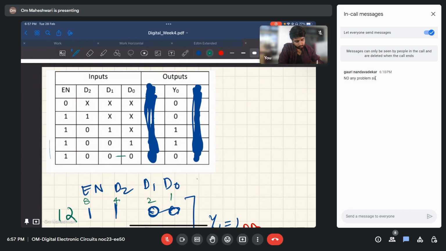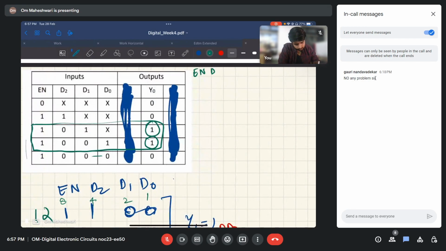So y0. So y0 is 1 in this case. Okay. In this case it is these two. So En D2 D1 D0 is 1 0 1 x. So for x I'll write both 0 and 1. 0 and 1, 1 0 1. So this was the x case, right? And this one 1 0 0 1. For these y0 equals to 1.